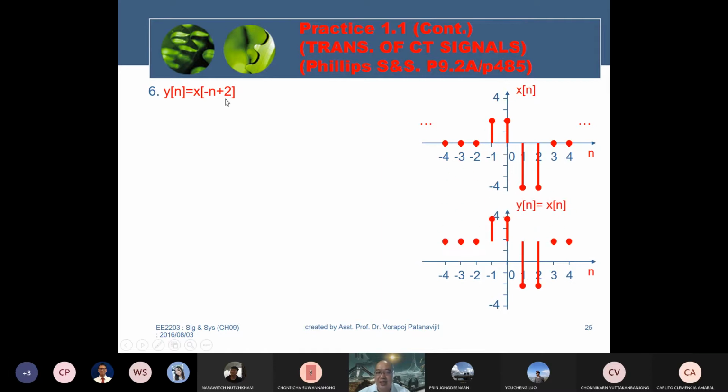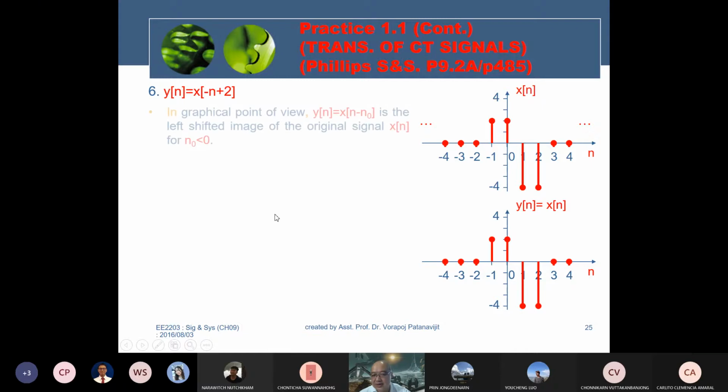Okay, the same as the previous one. It has the time shifting and it has the time reversal. You must proceed with the time shifting first. In the graphical point of view, yn equal to xn minus n naught is the left shifted image of the original signal xn when n naught is less than 0. In this form, you can see the formal form of the time shifting, n minus n naught. In this case, n plus 2 means n naught equal to minus 2. If n naught is equal to minus 2, it means you shift to the left by 2 first. Okay.